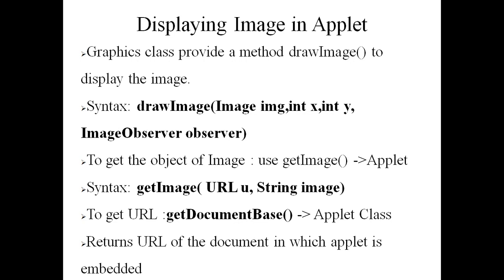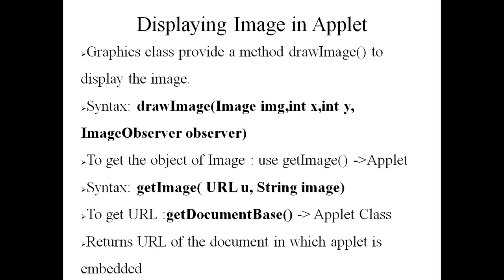Now the syntax of drawImage: drawImage takes 4 parameters: the object of the Image class, the x and y coordinates, and then the object of the ImageObserver class. So these are the 4 parameters in drawImage. Now the first parameter, how do we get the object of the Image class? To get the object of the Image class, we can use the getImage method of the Applet class. So there is a method called getImage, which is defined by the Applet class.